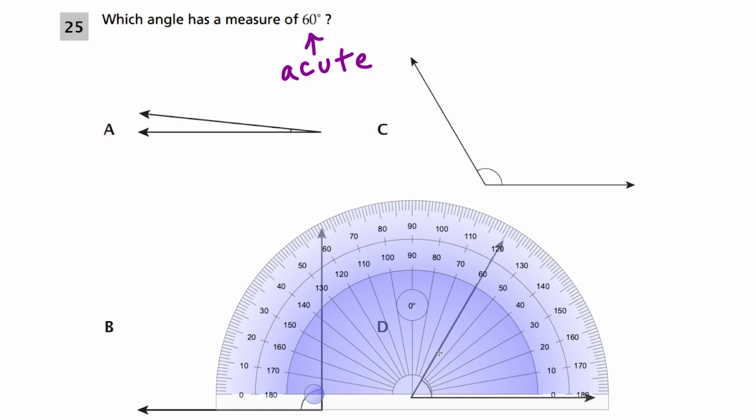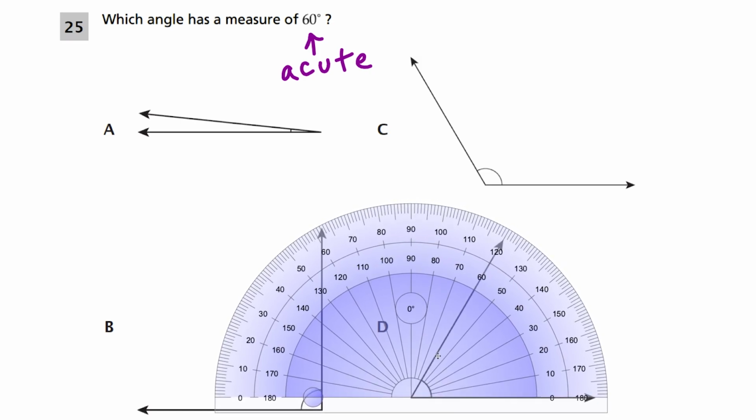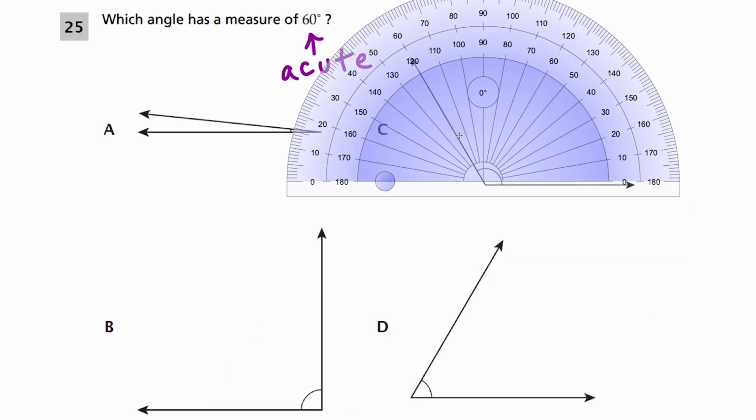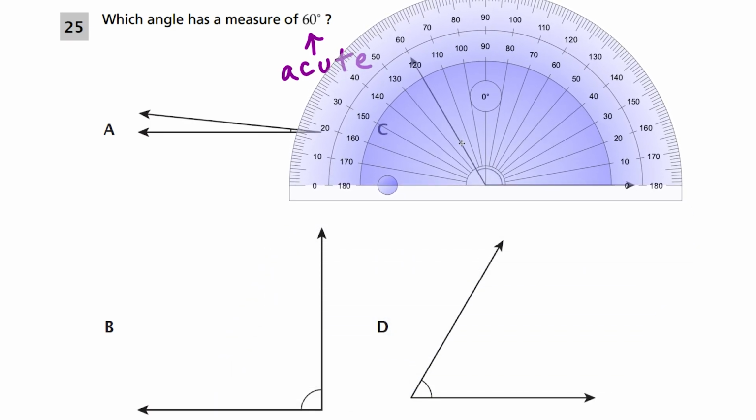But let's look over here. If we place the pointer here like this on the vertex of the angle, notice that the second ray that's coming up like this is pointing to the 60 degrees here on the protractor. And one thing to note is that choice C is a trick answer here.